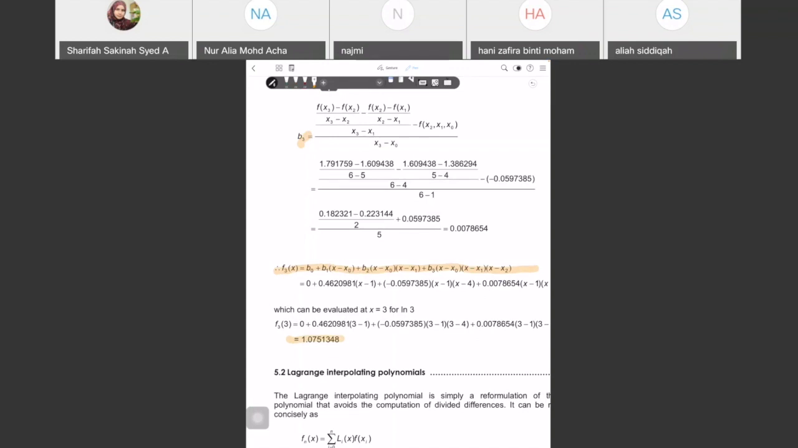So just now your friend shared with me the exact solution. What is the exact solution? 1.098. So if you look at this, it's quite near. The distance between the approximate solution and the true solution is much closer compared to the previous solutions.